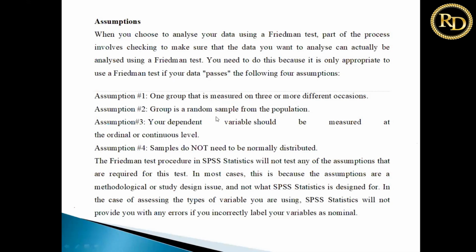The group is a random sample from the population. The observations are independent, taken from the population. Your dependent variable should be measured at the ordinal or continuous level. And the samples do not need to be normally distributed. It is a very important and crucial assumption to perform the non-parametric test.